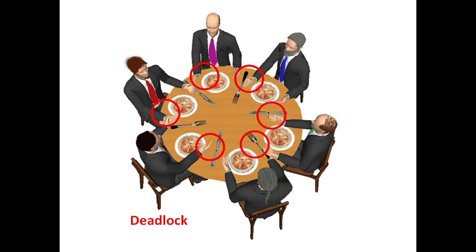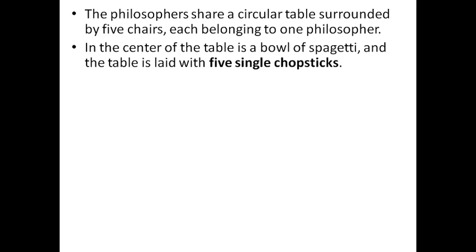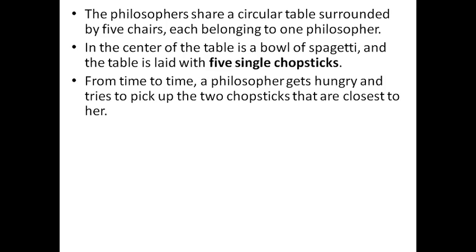So we have to overcome both the problems. This is the summary of the problem. The philosophers share a circular table surrounded by five chairs. In the center of the table, there is a bowl of spaghetti, and the table is laid with five single chopsticks or forks. From time to time, a philosopher may get hungry and will try to pick up the two chopsticks that are closest to her.